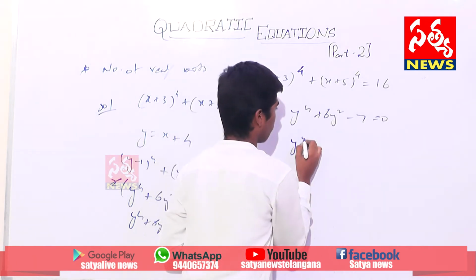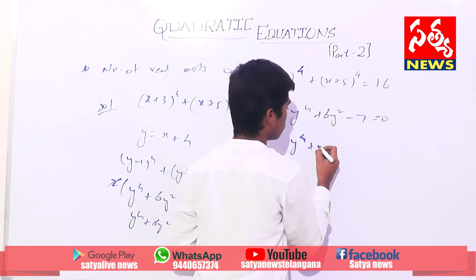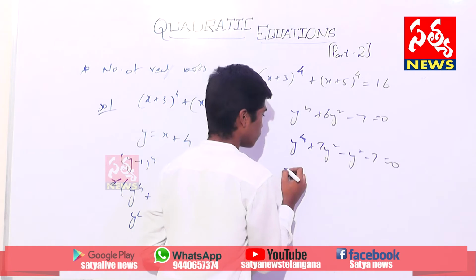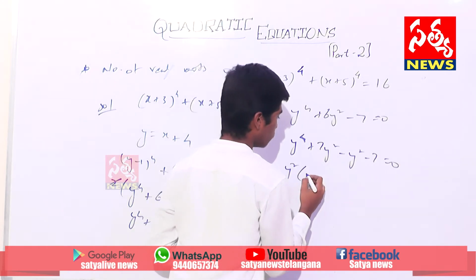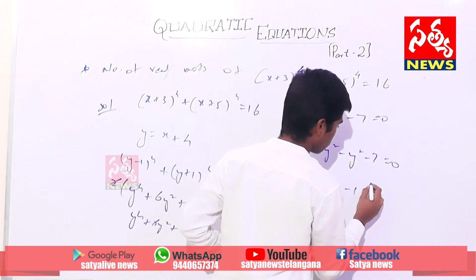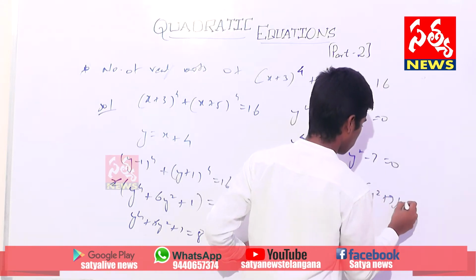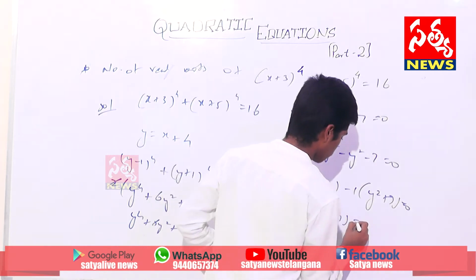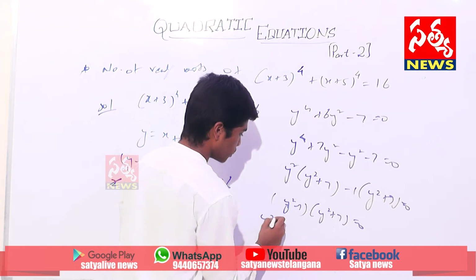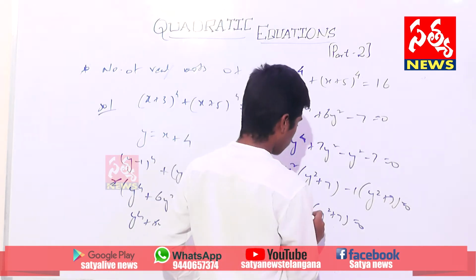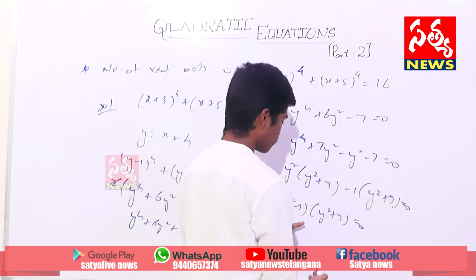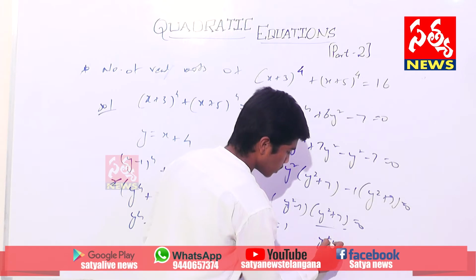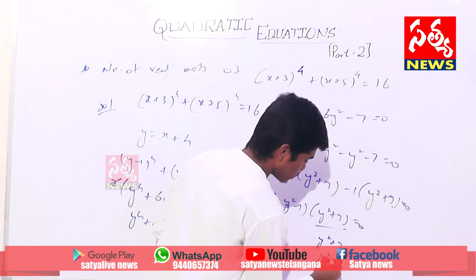Now factorize it. y^4 + 7y^2 - y^2 - 7 = 0. Taking y^2 common, y^2(y^2 + 7) - 1(y^2 + 7), so (y^2 - 1)(y^2 + 7) = 0. If we equate y^2 - 1 = 0, we get y^2 = 1. Another equation, y^2 + 7 = 0, y^2 = -7.